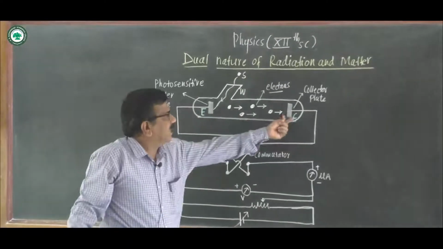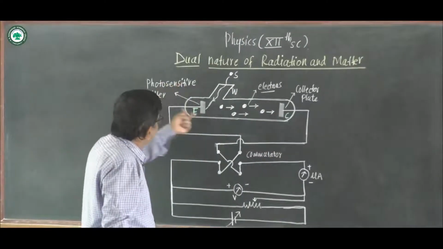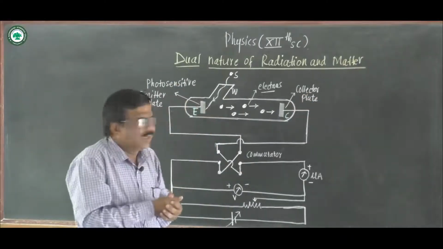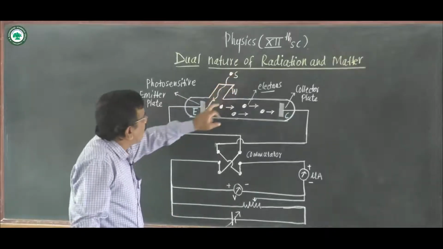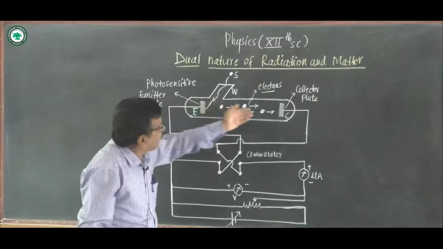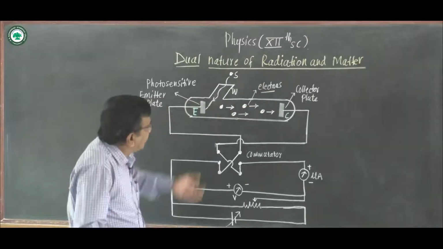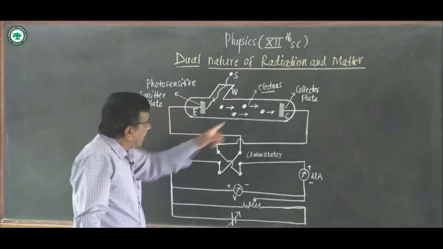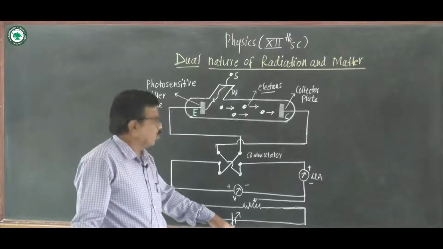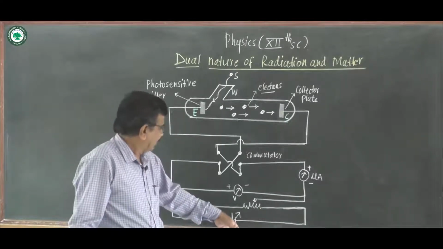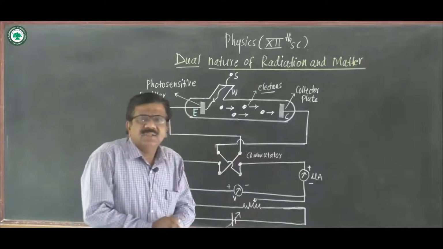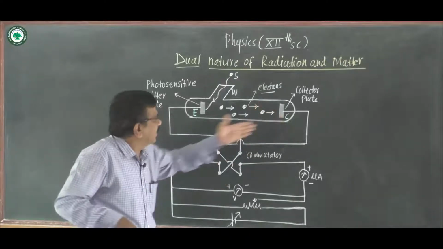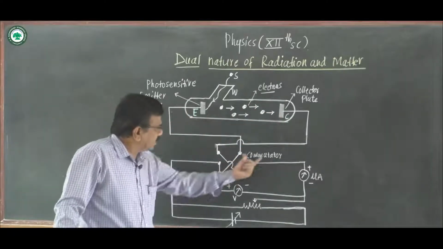Two electrodes are fixed here. One is the photosensitive emitter plate and the other is the collector plate. This is the evacuated tube. Light enters through this quartz window and photoelectrons are emitted. These photoelectrons are attracted by the collector plate, and the emitter and collector are connected to a variable potential source. This is a commutator to change the potential between the plates. Positive or negative potential is given by using this commutator.